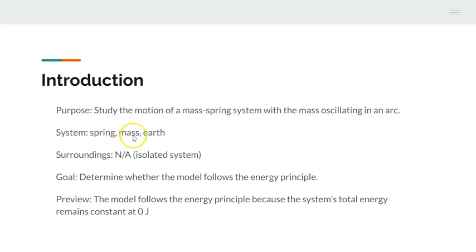The purpose of this lab is to study the motion of a mass spring system with the mass oscillating in an arc. The system in question is the spring mass Earth system, and this means that the surroundings is none or nothing because it is an isolated system. The goal is to determine whether the model follows the energy principle, and then a preview of the results is the model follows the principle because the system's total energy remains constant at 0 joules.